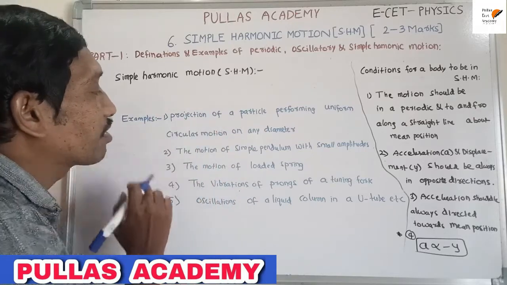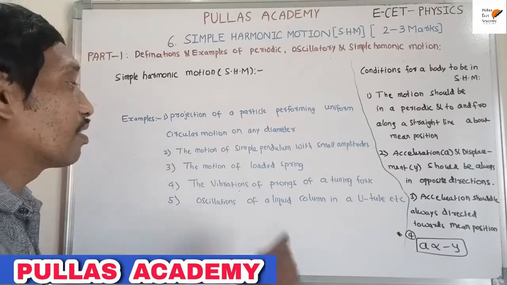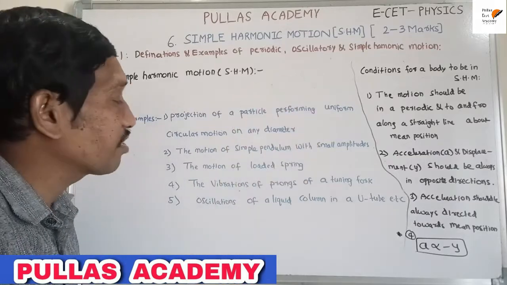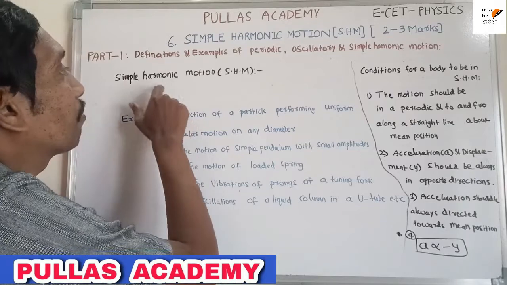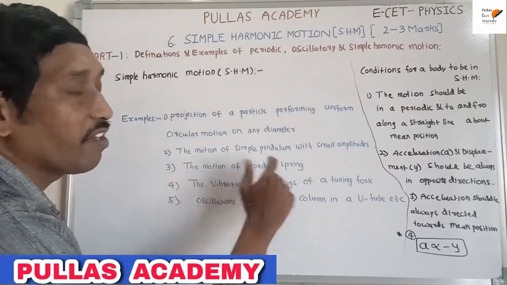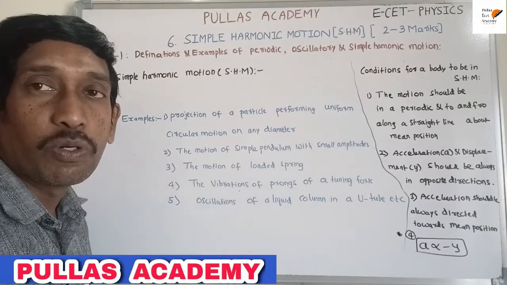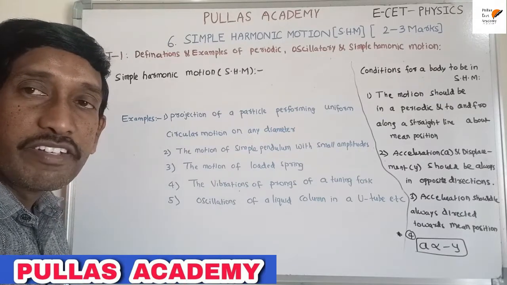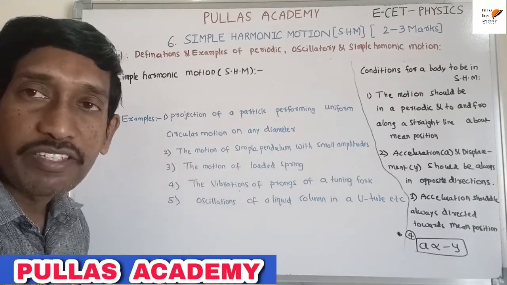The next example is the motion of a simple pendulum with small amplitudes. The simple pendulum is also a very important topic, and we will discuss it clearly in the next videos. Just understand that one example of simple harmonic motion is the motion of a simple pendulum. Next, the motion of a loaded spring. A spring attached to a load is called a loaded spring. When you pull the spring and release it, it gives vertical simple harmonic motion. That's why this is one of the examples.